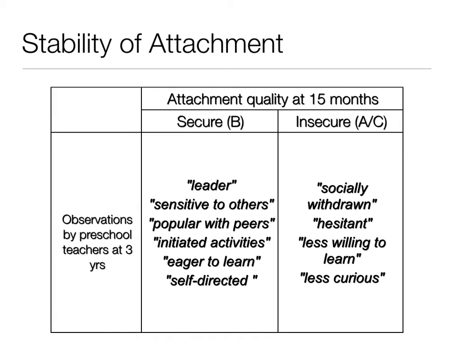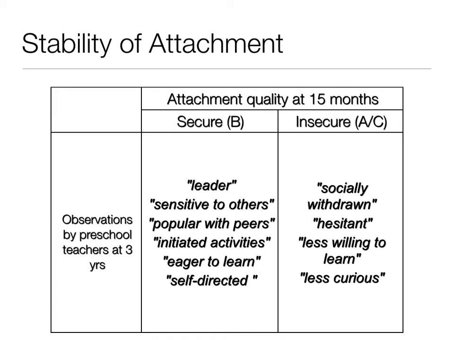And what they found was that infants who were securely attached at 15 months old were, at 3 years, more likely to be described as a leader, sensitive to others, popular with peers, initiating activities, eager to learn, and self-directed. All of these things are really indicative of that attachment relationship. If the caregiver is being sensitive to the child, the child is learning that sensitivity, that kind of responsiveness. And then because it's been modeled for them, they're going to be able to model it for others. Clearly, when you are sensitive to others, this is good, right? People want to be around you when you do that. And these kinds of behaviors.